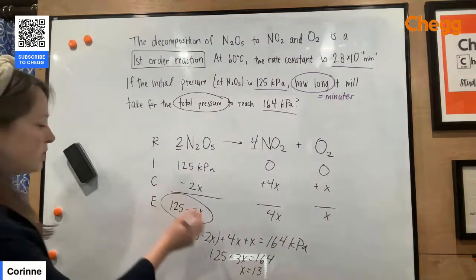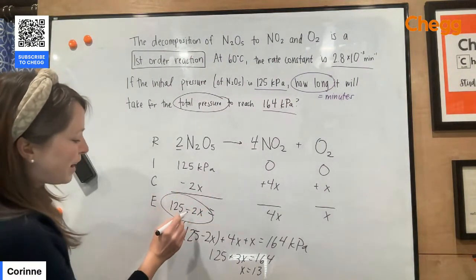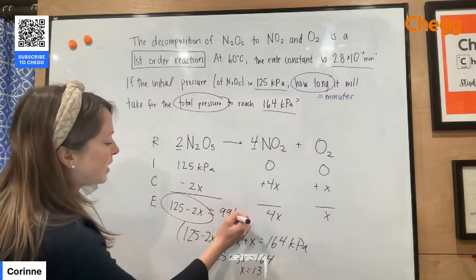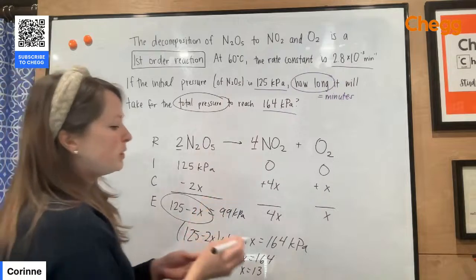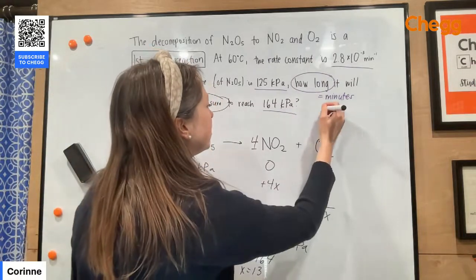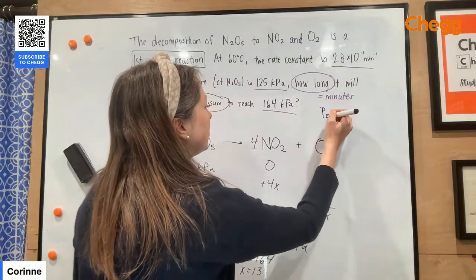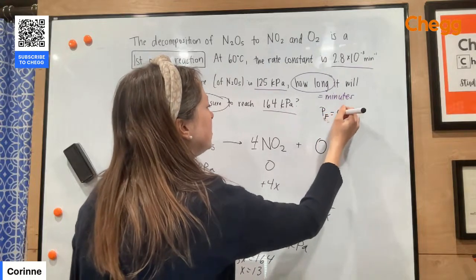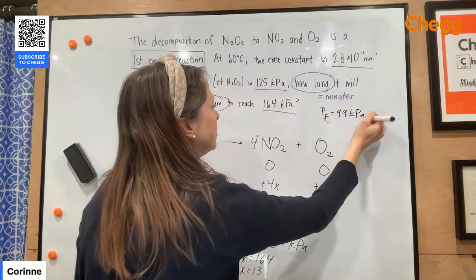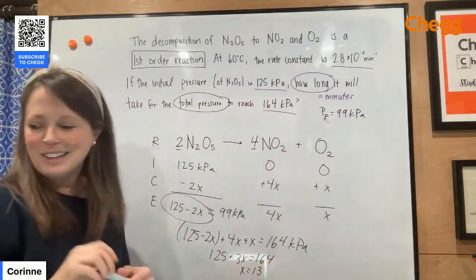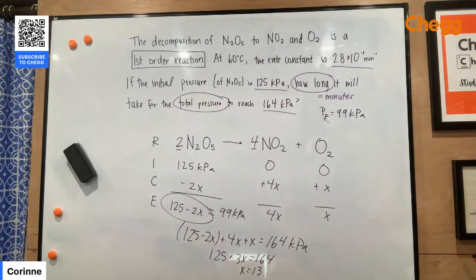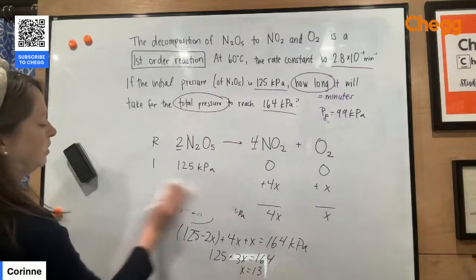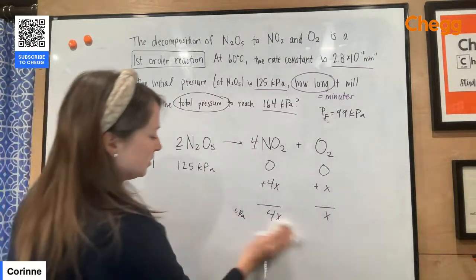All right, so let's just figure out what that's going to be. 125 minus 2 times 13, that's 26. This is going to be equal to 99 kPa. All right, so what have we found out so far? We know our final pressure is 99 kilopascals. All right, I've run out of room, so I'm going to go ahead and clear the board. And if you have questions on this so far, please put them in the chat so I have an idea of where to go from here.